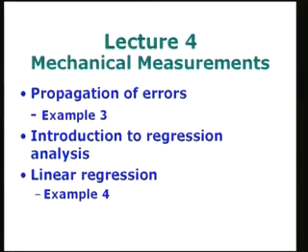This will be lecture number 4 on our series on mechanical measurements. In the previous lecture, lecture number 3, we were looking at the question of propagation of errors, that is, the propagation of the error from the measured primary quantities to the estimated value of the derived quantity. We have already derived the formula and we will resume from there. We will also give an example which will consider two different ways of solving a particular problem. Then subsequently, we will look at an introduction to regression analysis.